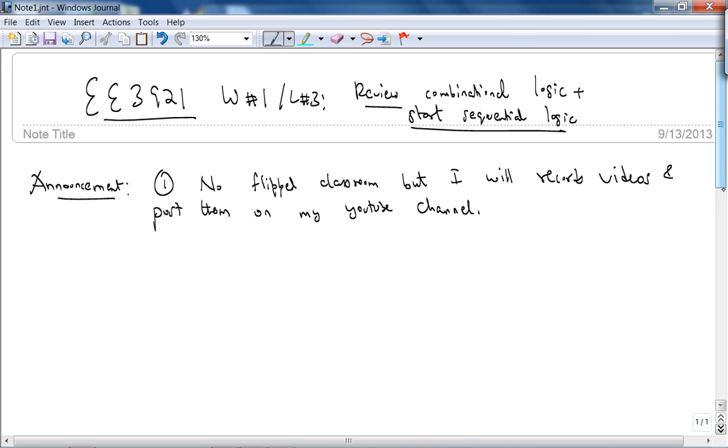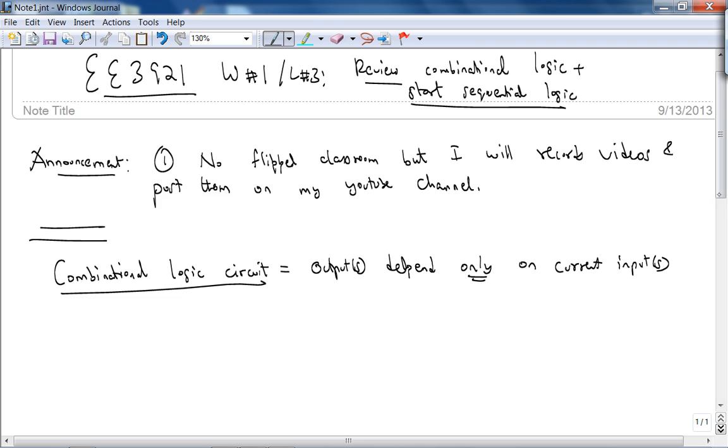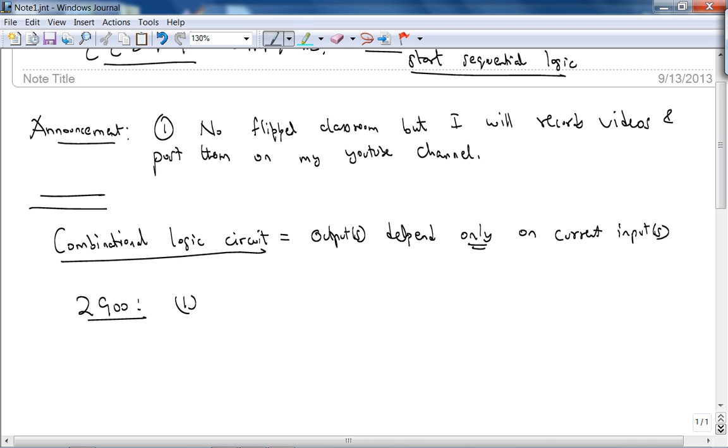So let's get started. First of all, what is a combinational logic circuit? A combinational logic circuit is one where outputs depend only on current inputs and not on past inputs. So basically in 2900, or its equivalent, what you must have learned is, number one, Boolean algebra.